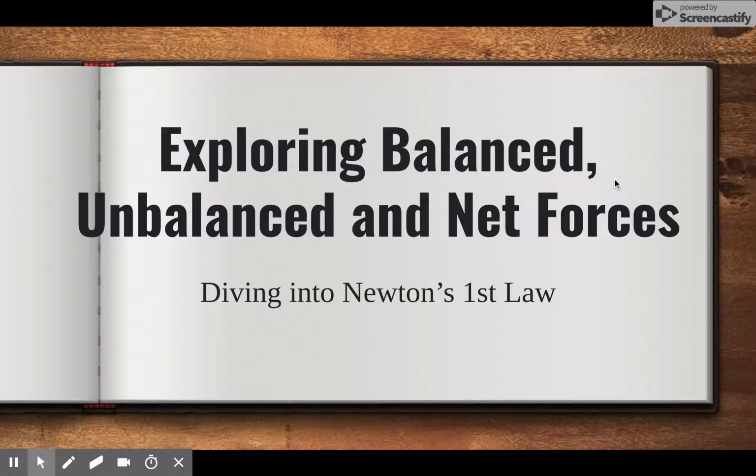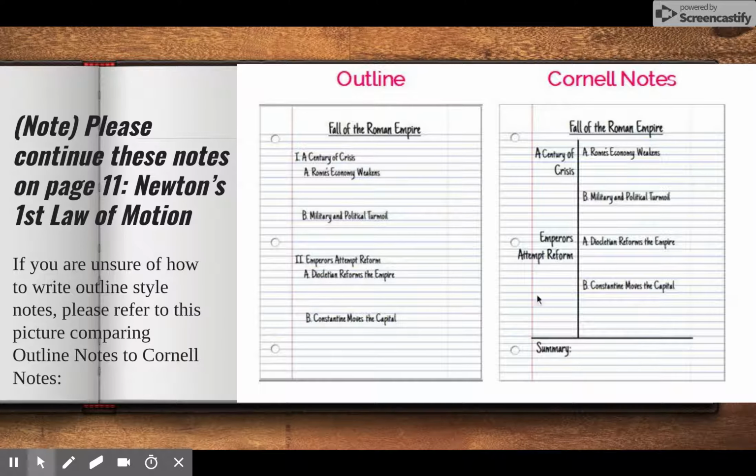Hello, in today's lesson, we're going to be exploring balanced, unbalanced, and net forces. Basically, we're going into Newton's first law more in depth to really fully understand it.